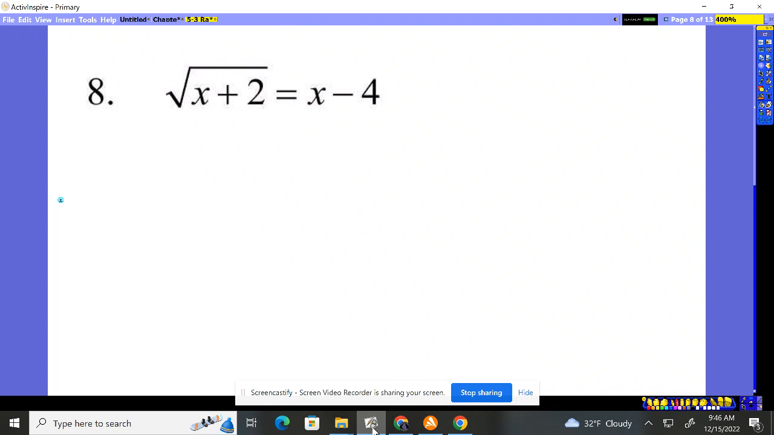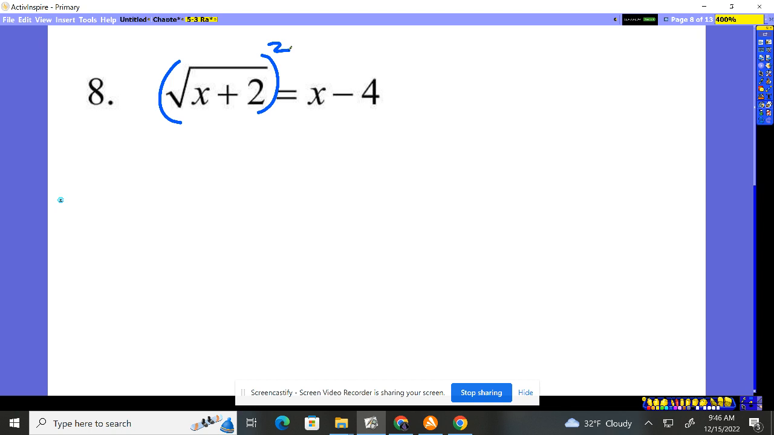Number 8, we have this radical equaling x minus 4. I've got to get rid of that radical sign. It's already isolated, so I don't need to move anything over. To get rid of a radical, a square root, we square it. If you square a square root, it disappears.